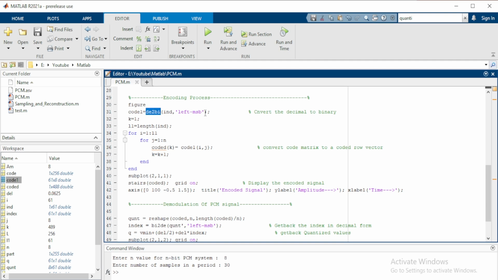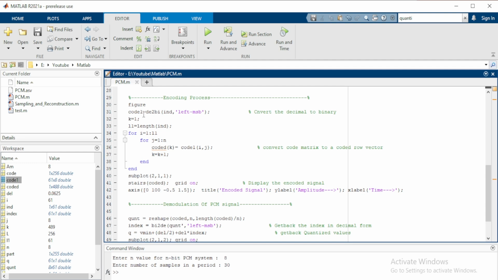From decimal to binary in MATLAB, the default syntax gives the lowest bit on the left, that is, the right one is the MSB. But in the nomenclature, for example, the most significant bit is actually on the left, that is why we have to define that the left bit is the MSB.